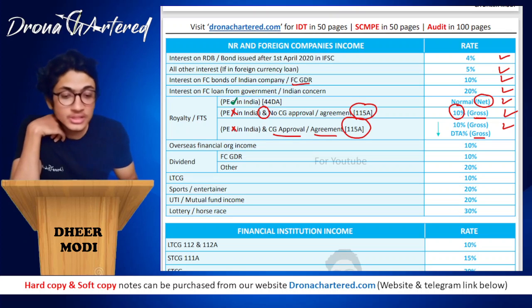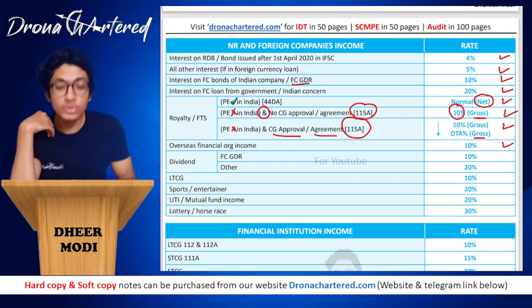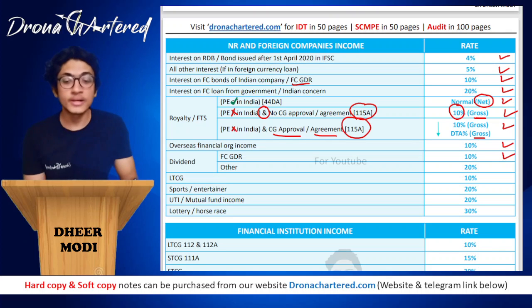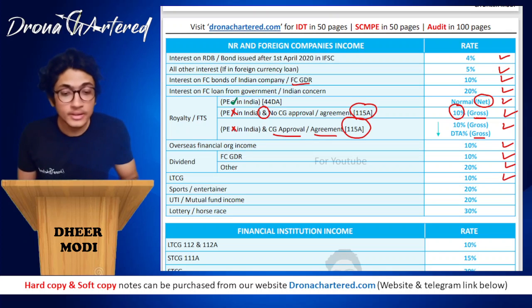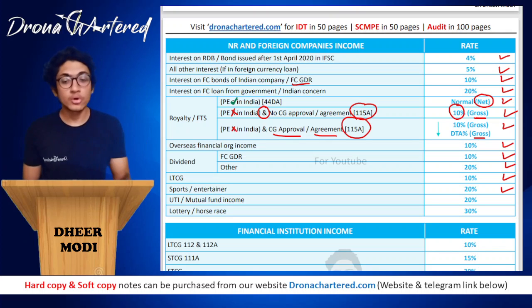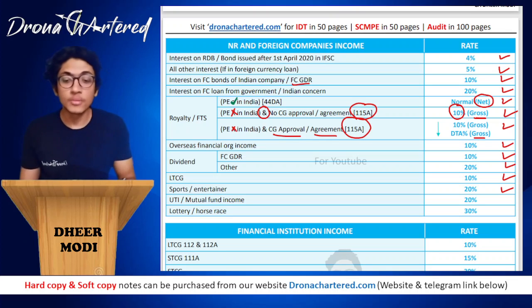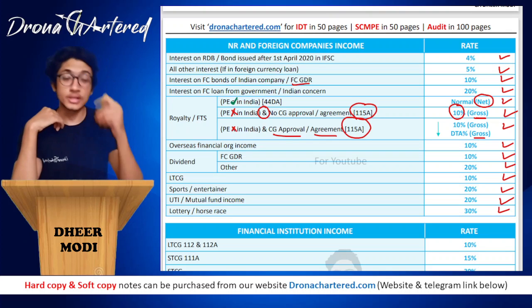Overseas financial organization income is taxable at 10%. Any dividend that you earn, if dividend is earned from your foreign currency GDR, that is your global depository receipts, is taxable at 10%. All others are taxable at your 20%. LTCG is taxable at 10%. Any income of a sports person or entertainer, for example, for IPL, we are calling people from outside India to commentate. So any sports person or entertainer, this will be taxable at 20%. Your UTI or your mutual fund income, your Unit Trust of India or any mutual fund income, will be taxed at 20%. And your lottery or horse race will be taxed at 30%.